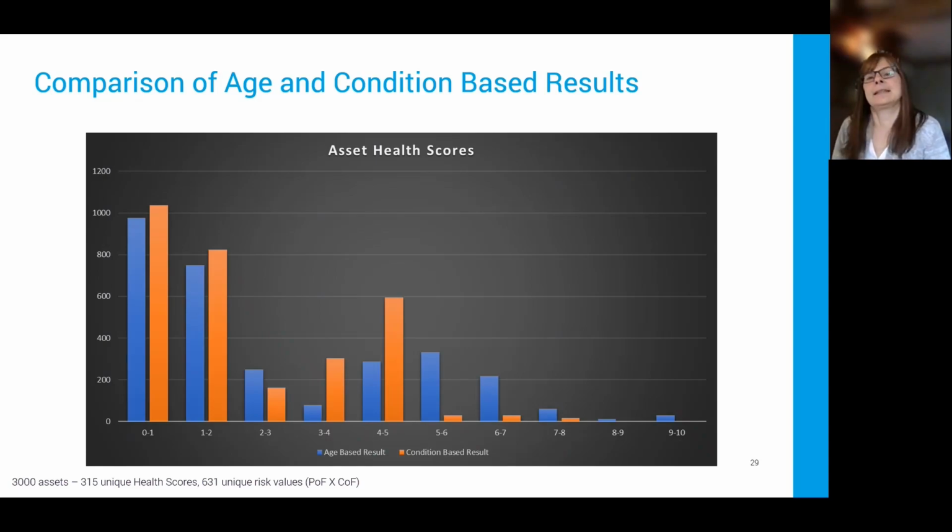These are assets that are old, but they're also in good condition. So if we just look at our replacements based on age, we've got all these blue ones over on the right hand side in these higher health score buckets that we'd be doing something with, when actually, with a bit of inspection or a little bit of data, we know that they're in good condition and we don't need to do so much with those at the minute.